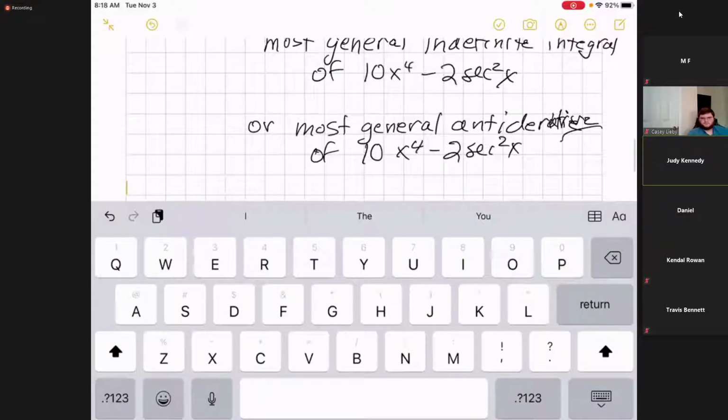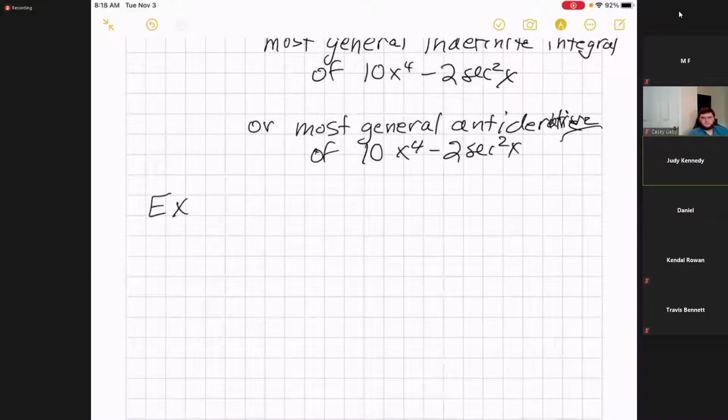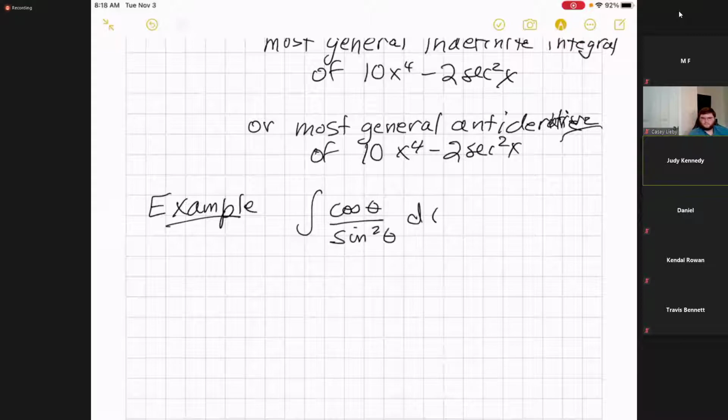Try another one. Okay, so this time we're trying to find an indefinite integral of cosine of theta over sine squared of theta. Sorry, my cat's in here knocking things off the table.